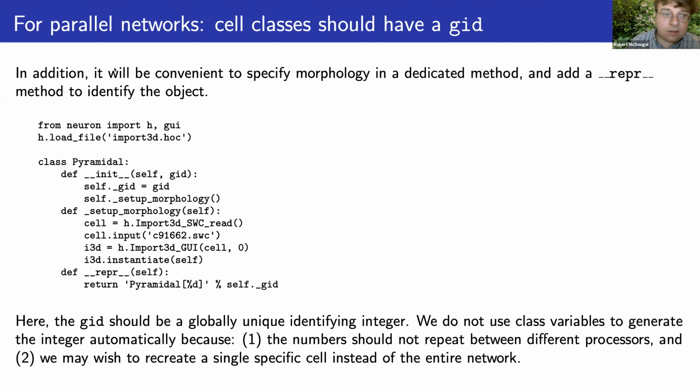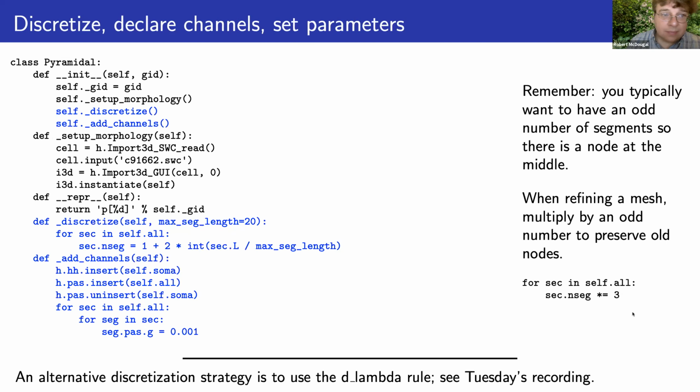All right, so you can construct that. So that's the big key here. Whenever we define our cells, we're going to give each cell an identifier. It's going to be an integer. As we do this, of course, you're going to go ahead and discretize, declare channels, set parameters, as usual. And again, remember last Tuesday we talked about d lambda as a principled way of getting a first estimate for what's a decent spatial scale.